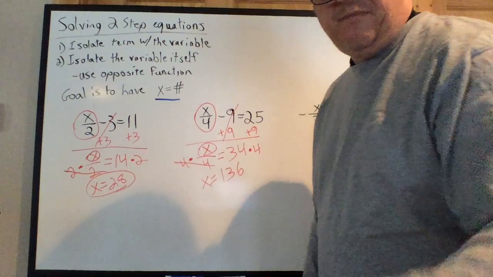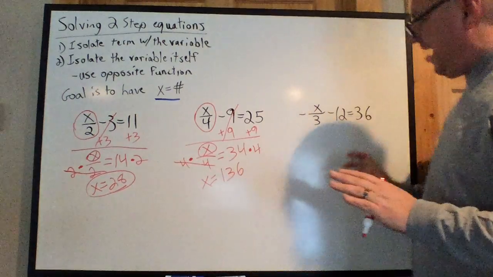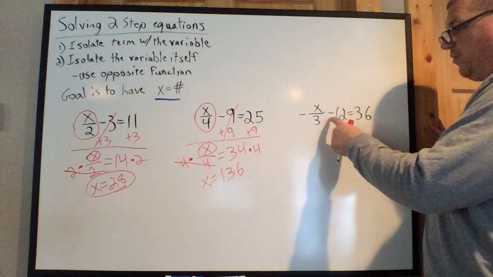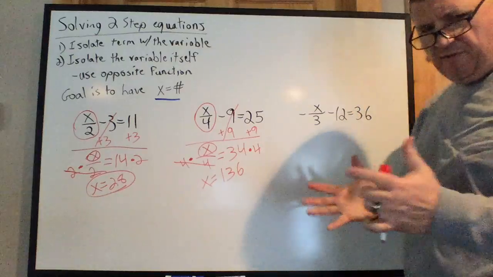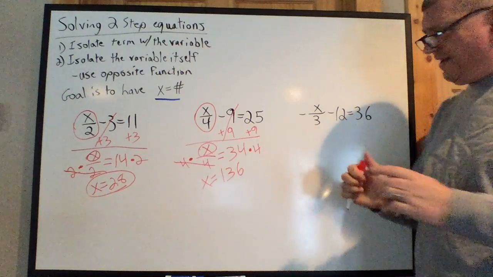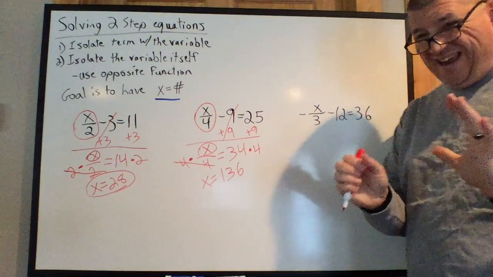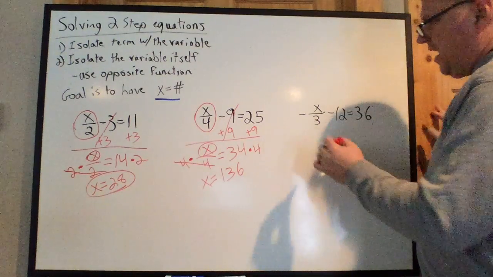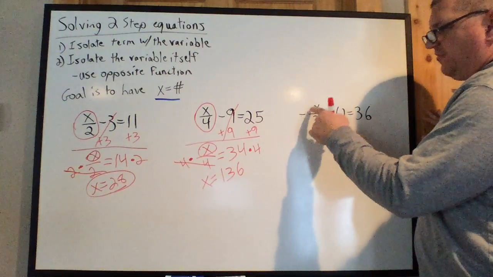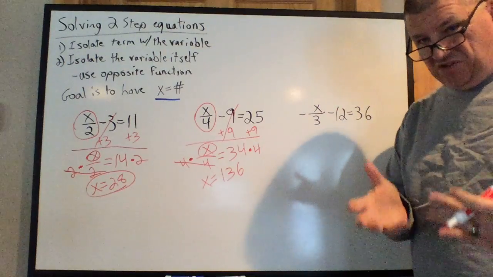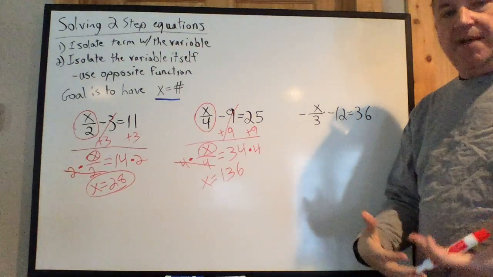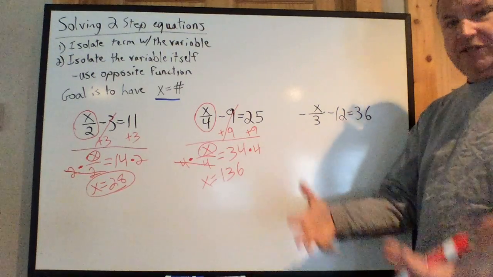So now we're going to look at our last example. And we have x divided by negative 3 minus 12 equals 36. And some of you are probably looking at this and saying, wait a minute, that negative doesn't belong to the 3. Well, you're right, but you're not right. If I give the negative to the x, that's going to give me an additional step to do on the end. We want to make as few steps as we possibly can. That's going to make it a multi-step equation instead of a two-step equation.